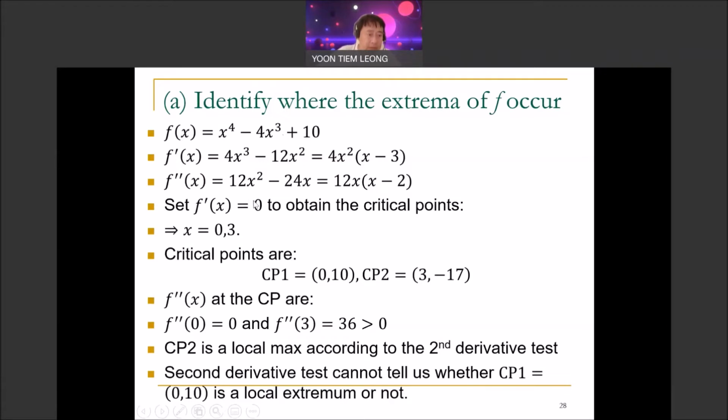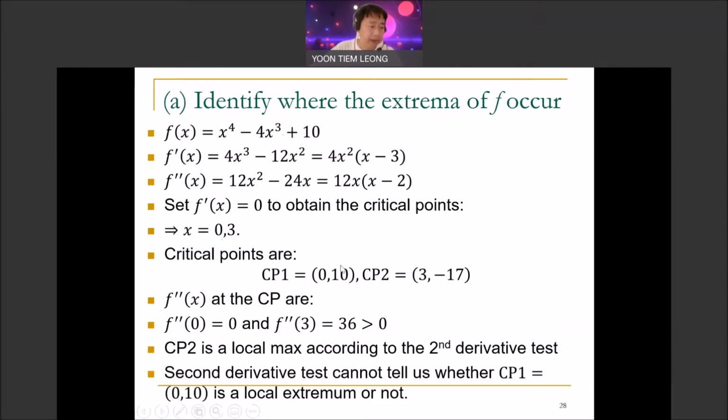So we first set f prime to be 0. By setting this to 0, we obtain the critical points of the function, and it can be quite easily seen that f prime is 4x^2 times (x - 3). Then the critical points happen at x = 0 or at x = 3. So we have two critical points, which we call CP1 and CP2. CP1 is the point (0, 10). CP2 is the point at x = 3 and y = -17.